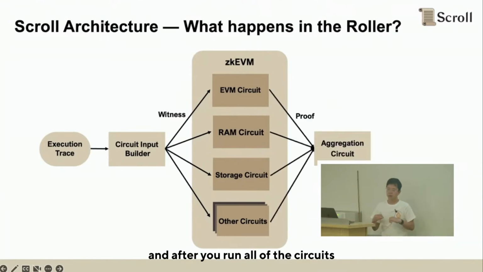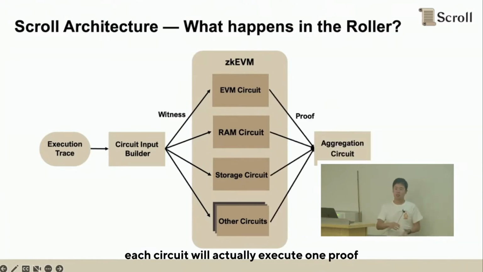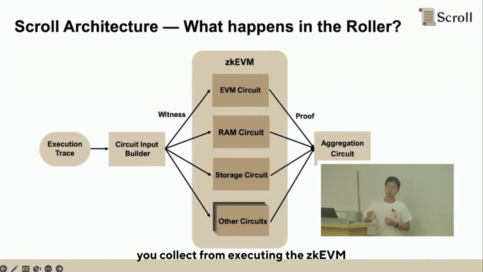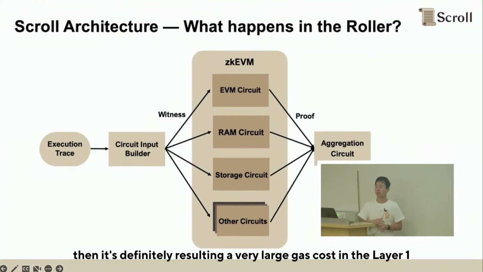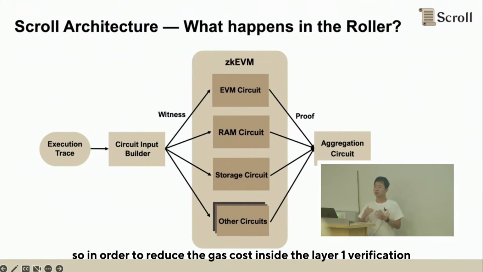And after you run all of the circuits, each circuit will actually produce one proof. So there will be a bunch of proofs you collect from executing the zkEVM. But if you upload all of the proofs to layer 1 and validate them one by one, it will definitely result in a very large gas cost in layer 1. So in order to reduce the gas cost for the layer 1 verification.